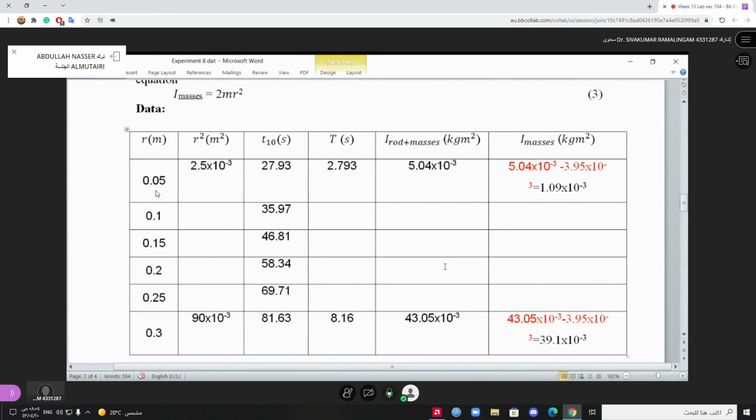Write in the same method. Follow the same method that I used in the schedule. Also, Doctor, the masses? Yes, everything, write in 10 to the power of something. Scientific notation. Okay.